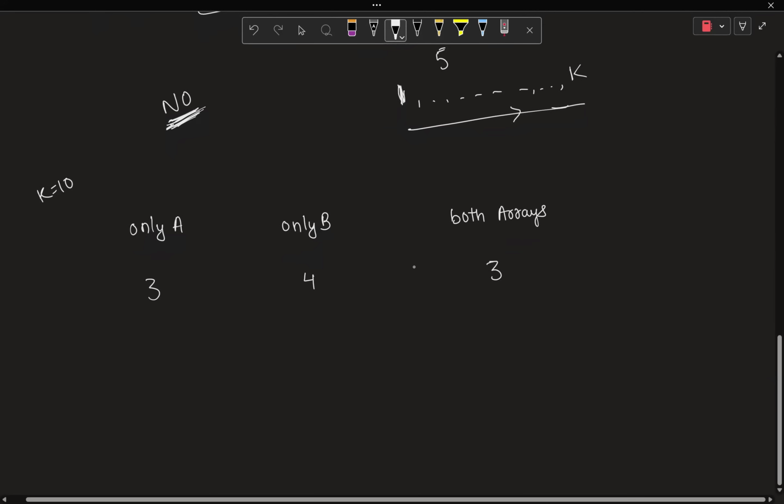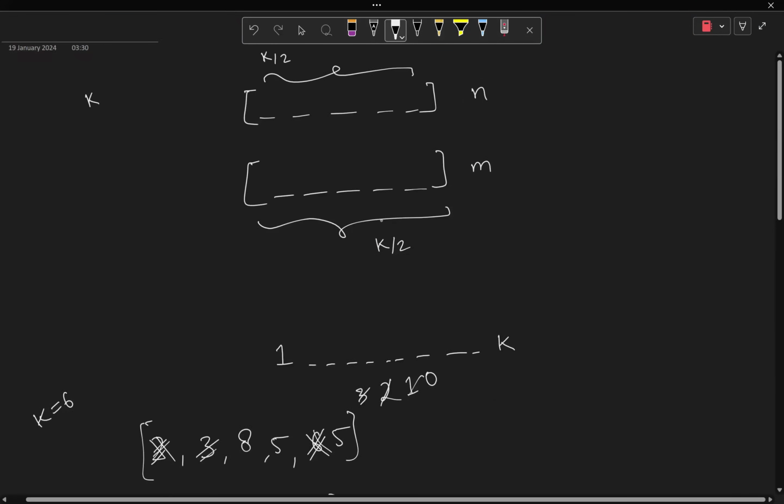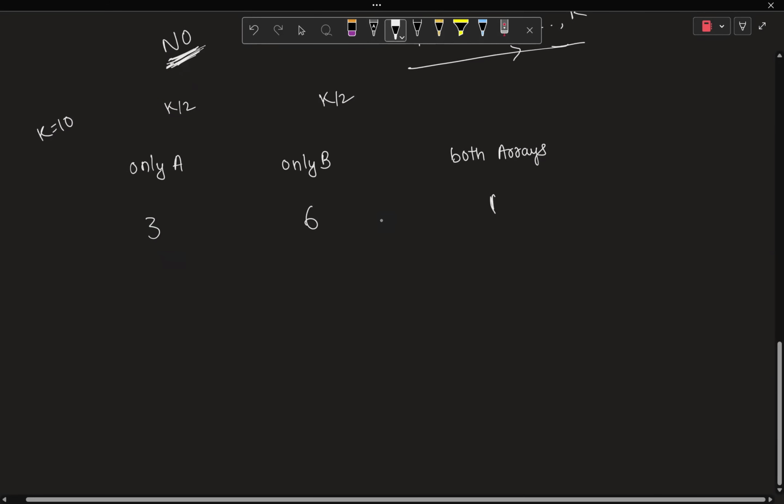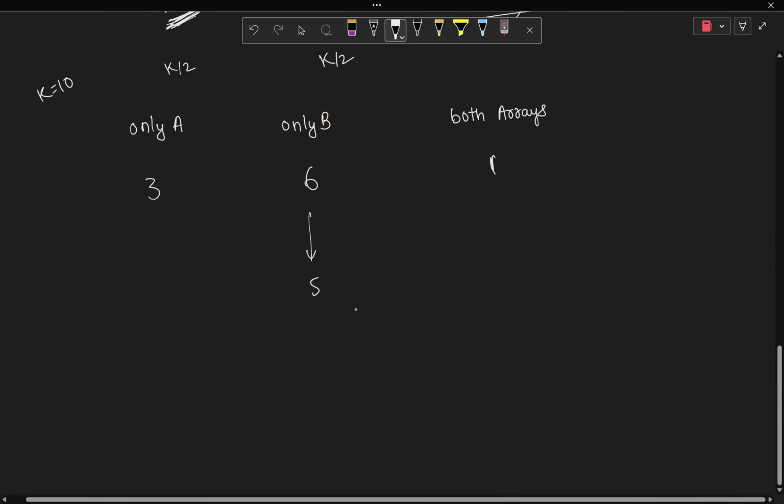So let us say there is a case where there are maybe 6 elements which are coming up in only one array, and there is only one element which is coming up in both these arrays, and 3 elements are coming up in array A. And from both of these arrays, I can pick up only k by 2 and k by 2 elements. This is something I know. The problem says you can pick up only k by 2 elements. So if that is the case, then from these 6 elements, I will be able to pick up only 5 of them. I will pick up 5 of them from the array B.